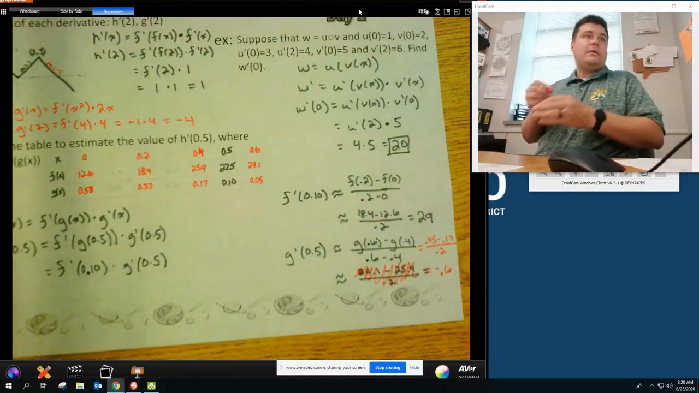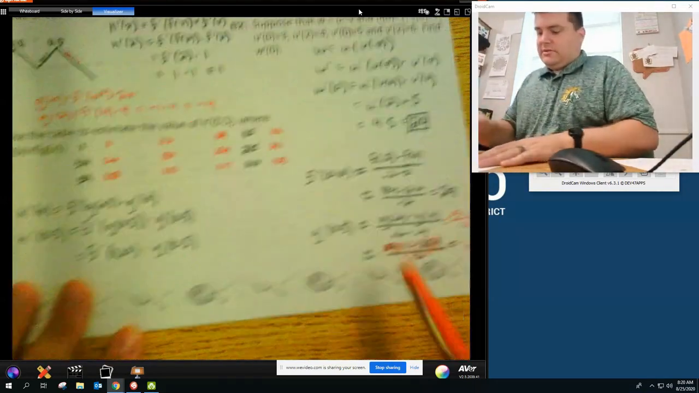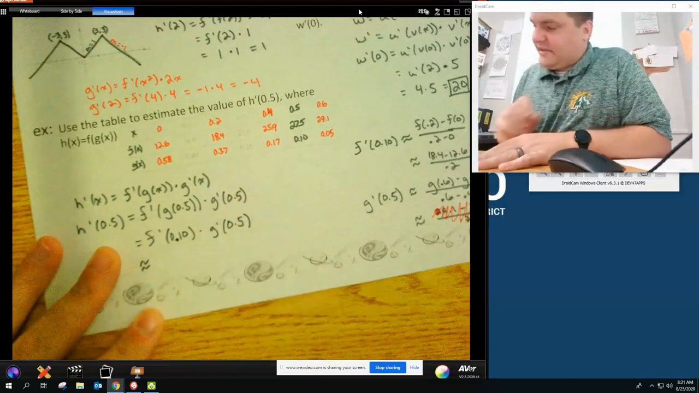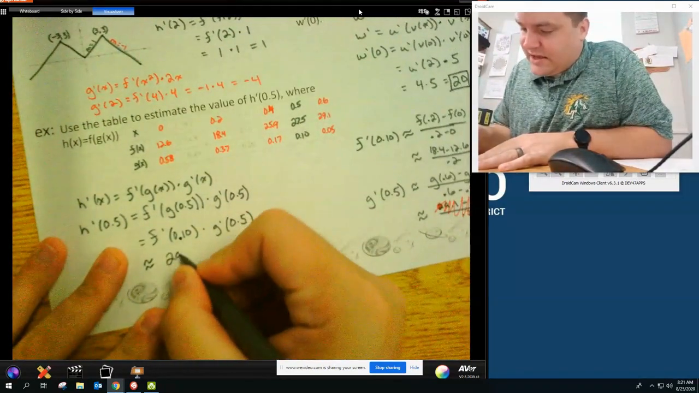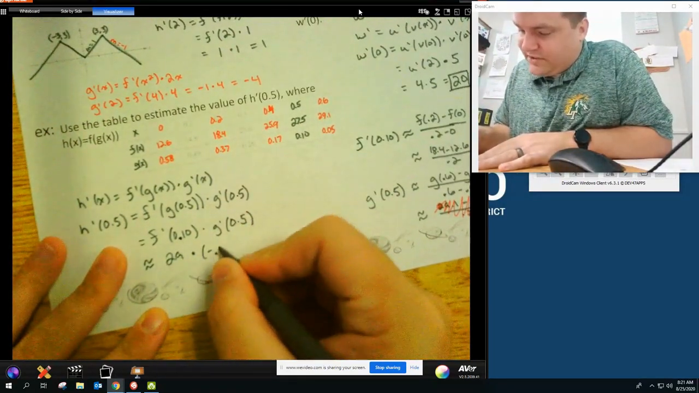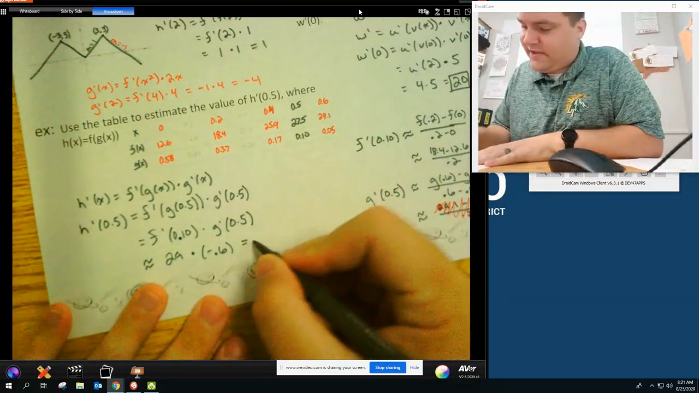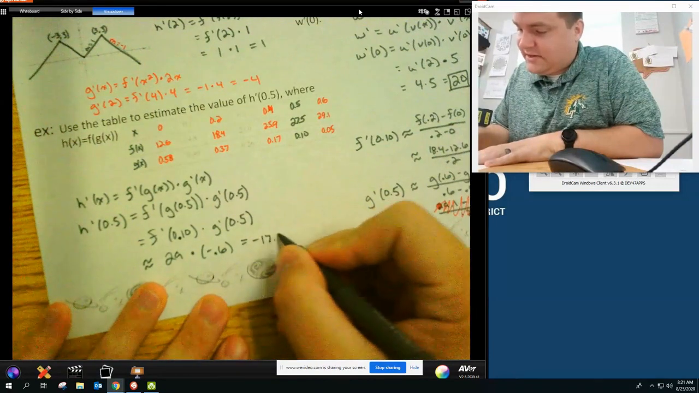Okay. So now when I translate over here, this is an approximation because I don't have these exact values. It's going to be 29 times negative 0.6, and that's going to give us an approximate value of negative 17.4.